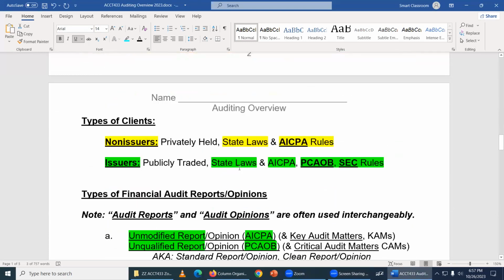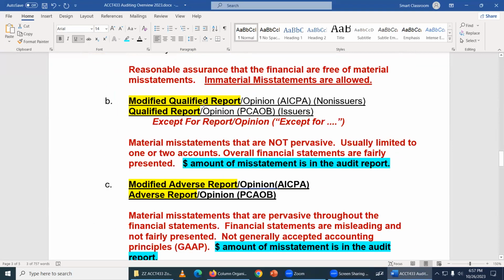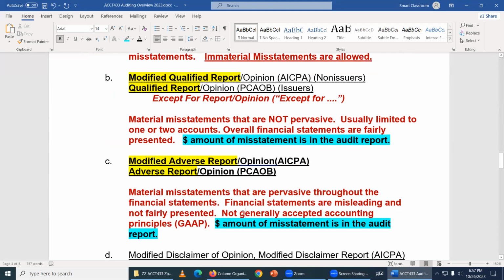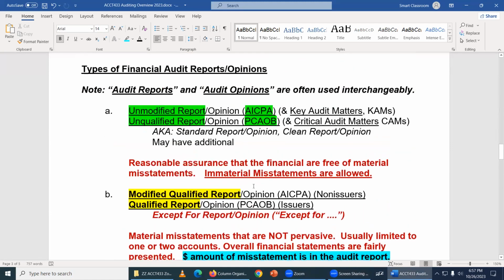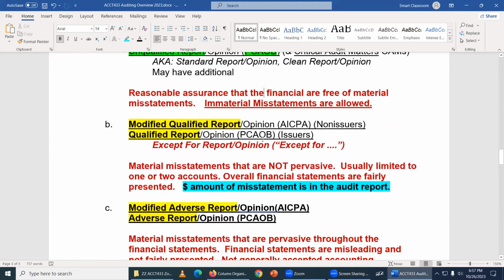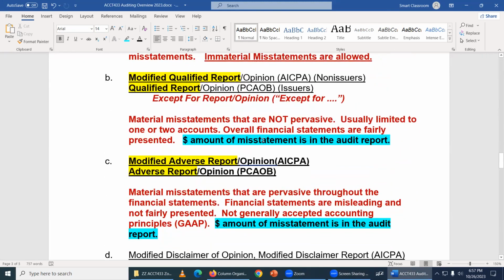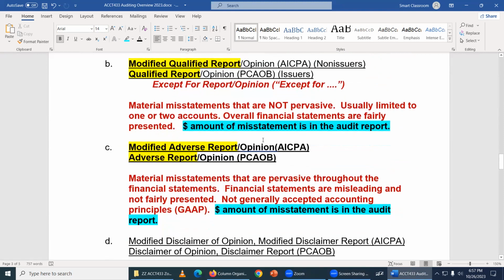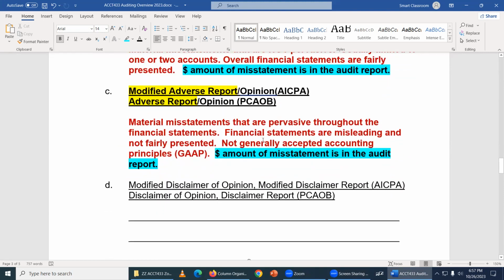So modified and qualified and adverse opinions, the dollar amount is in the audit report. These are rare. They should actually never happen, but they're very rare because they don't do a company any good. The dollar amounts are shown in the audit reports.